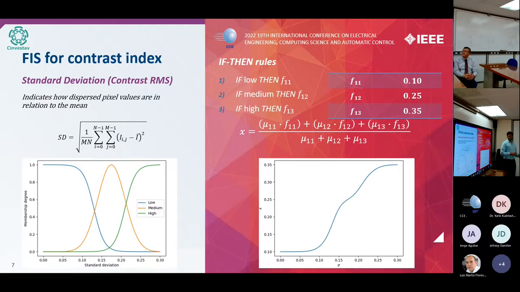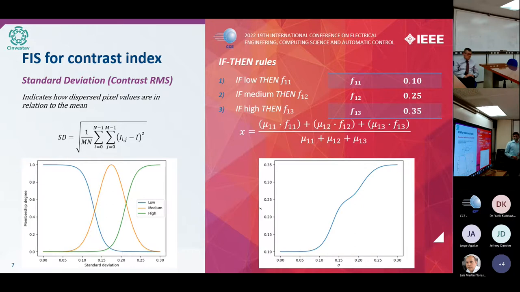Well, as I said in the past slide, in the input of the first phase, we have the standard deviation. In digital images, the standard deviation is known as root mean squared contrast. The standard deviation indicates how dispersed our pixel values are in relation to the mean, so it's an indicator of the contrast of the image. Here we have the equation. And for this phase, these graphics show the input membership functions. We have a low standard deviation, medium standard deviation, and high standard deviation.